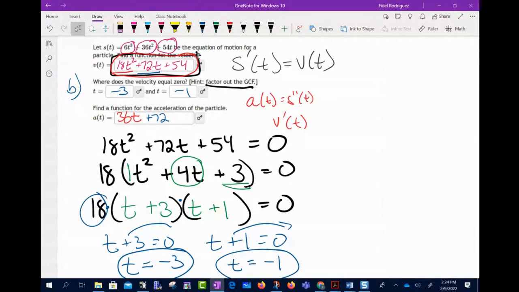But in terms of physics, it doesn't really tell you a whole lot, right? The first derivative tells you velocity, second derivative tells you the acceleration.